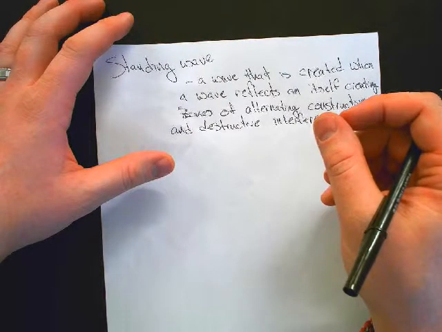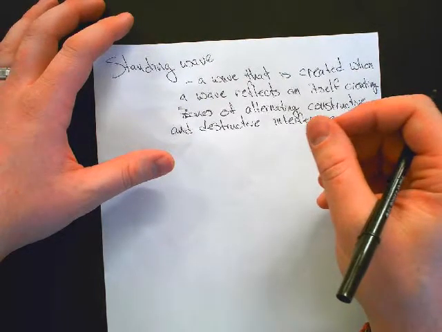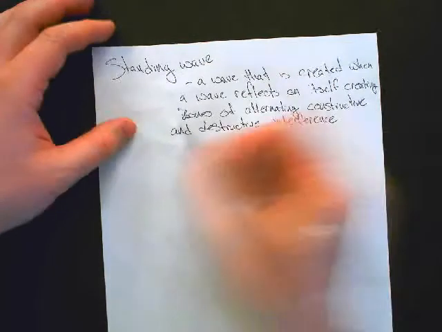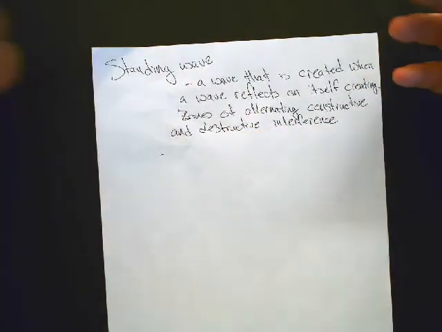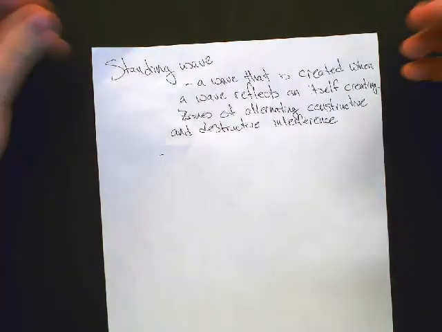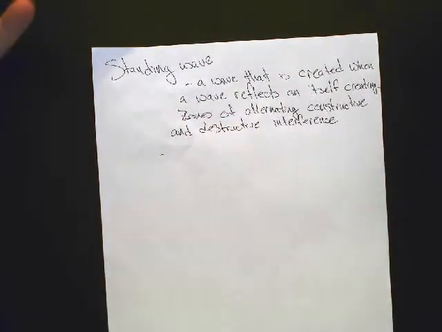If you were on the free barrier, yes. Okay. So first of all, constructive and destructive interference. Constructive interference is when two waves interact with each other to create a larger amplitude. Destructive interference is when two waves interact with each other to create a smaller amplitude.